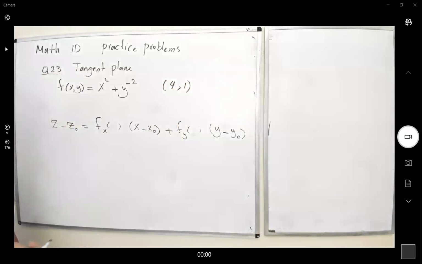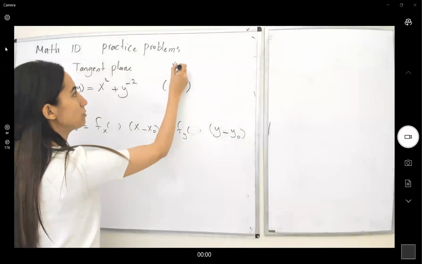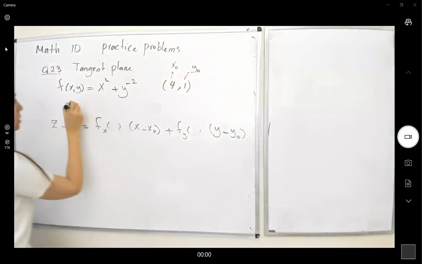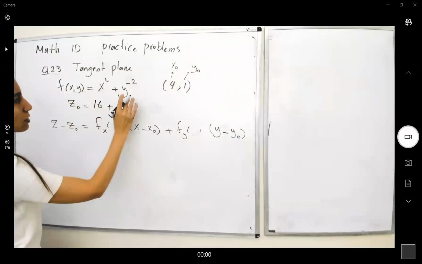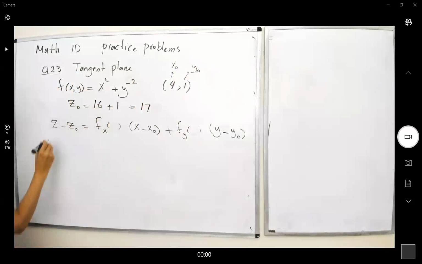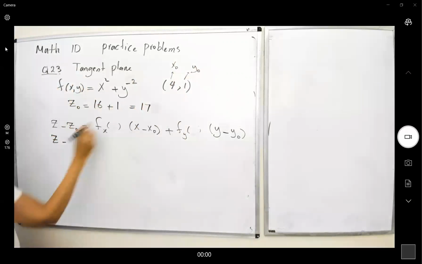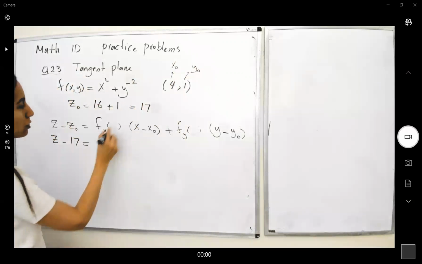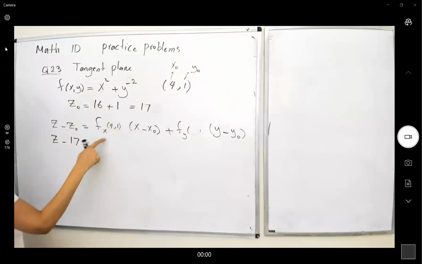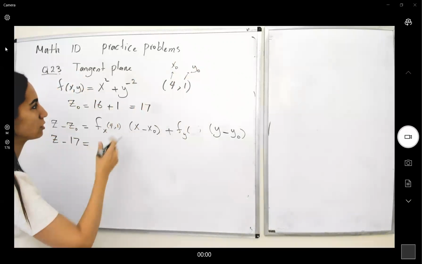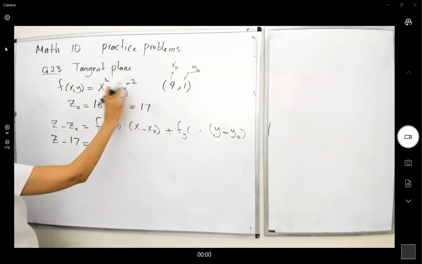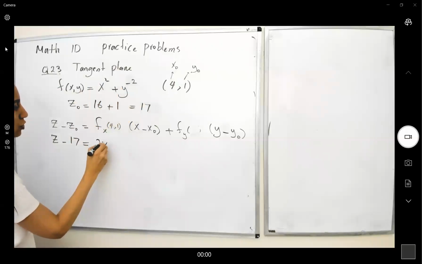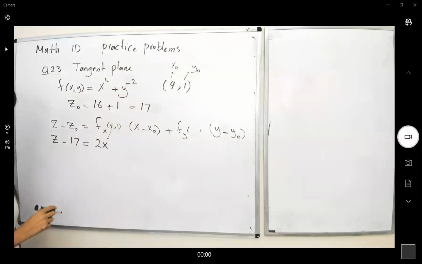So again, z is not given. What's given? x sub 0, y sub 0 is given. So z sub 0 is equal to, we plug in 4, we get 16 plus 1 to the negative 2, which is 1, so z sub 0 is 17. So z minus z sub 0, or 17, is equal to the partial derivative of f with respect to x evaluated at 4 and 1. So what's the partial derivative of f with respect to x? The second term doesn't have any x in it, so it is going to be just 2x. And then I'm going to plug in 4 here.